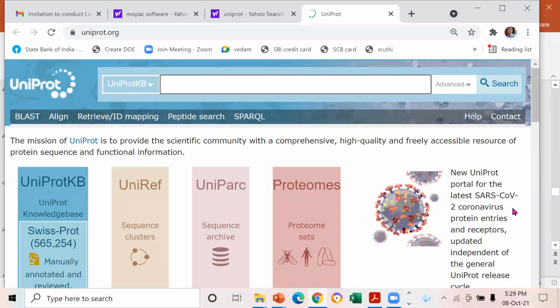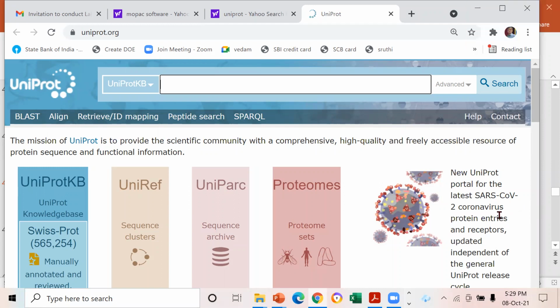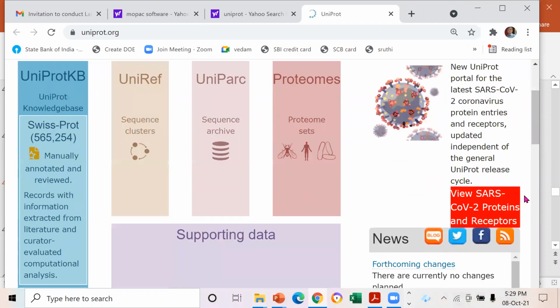See, look at this on the right. Can you see this page? Yes, sir. On the right-hand side, you see two SARS-CoV-2 coronavirus protein entries. They have added the sequences of two coronavirus proteins recently, actually.